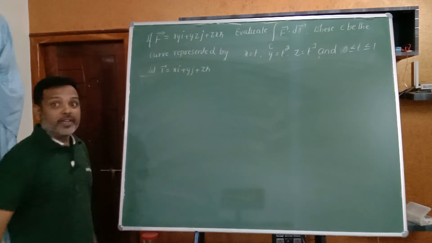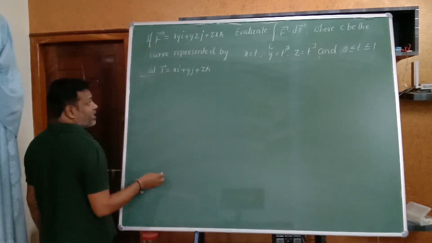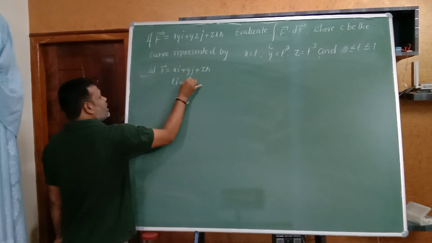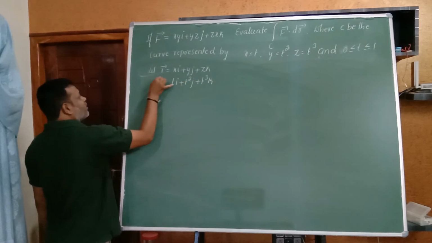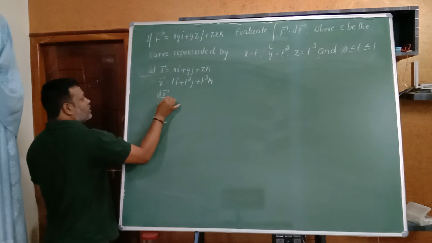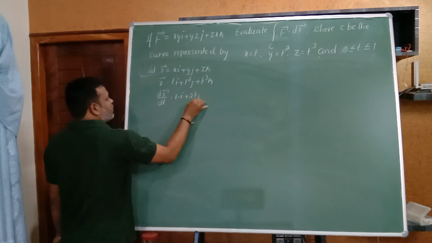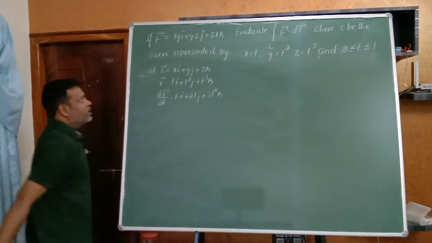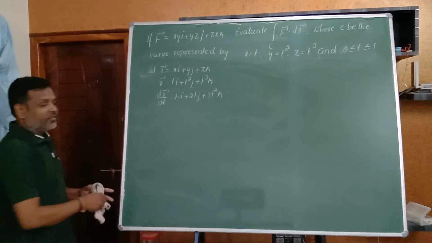Now replace the values of x, y, z. What are they given? x is t, y is t square, z is t cube. That is equal to t into i, t square into j plus t cube into k. This is the r vector. Now immediately find out dr by dt. That is equal to differentiating: 1 into i plus 2t into j, plus, t cube is 3t square into k. This is over.